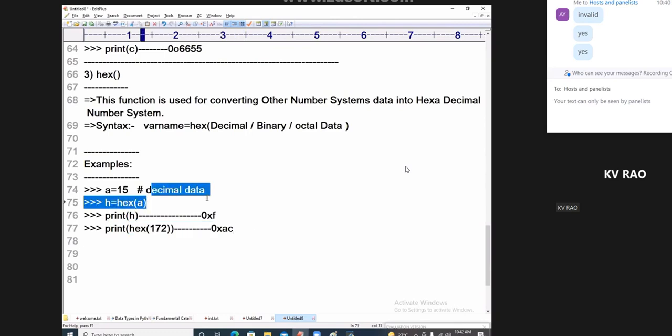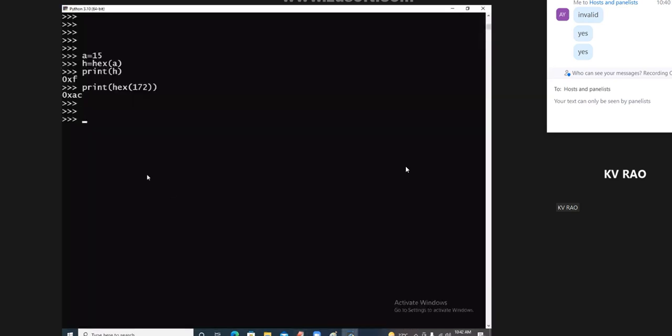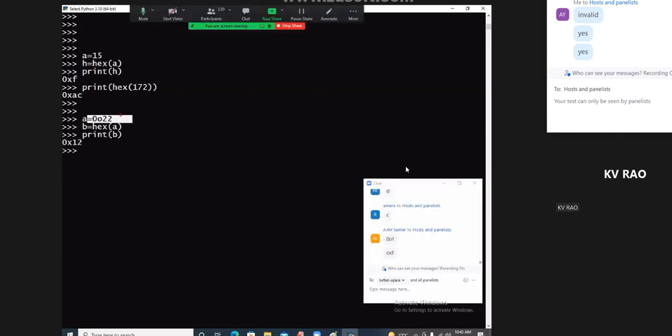Okay, decimal data. Now I'll go for octal data. A is equal to 0 22. I will write 22. Say that it is hex of what? Hex of A. B is equal to hex of A. I'm going to give you print of B. You say print of B. See that octal. This one is converted into this 12. 22 is equivalent to what? 18 decimal. This I'm getting into hexa.